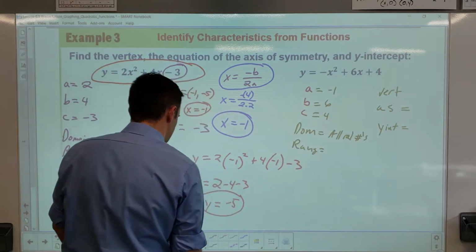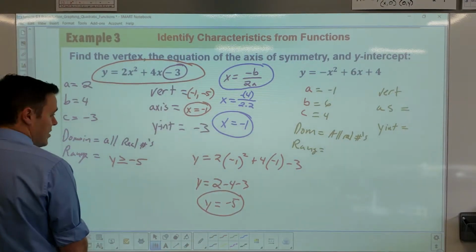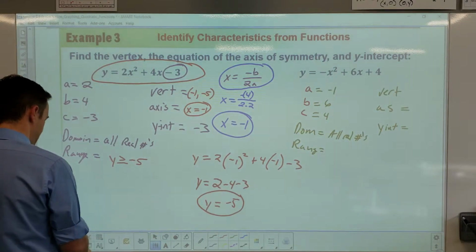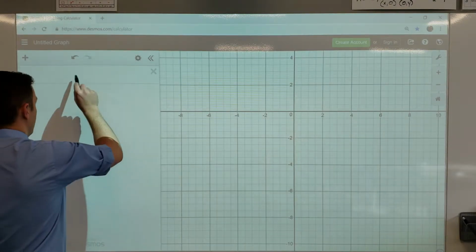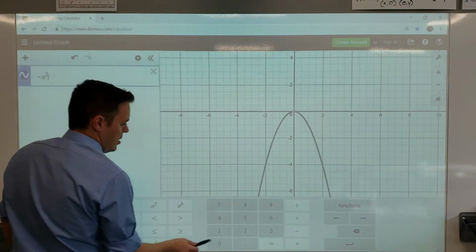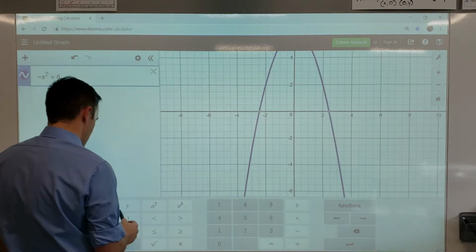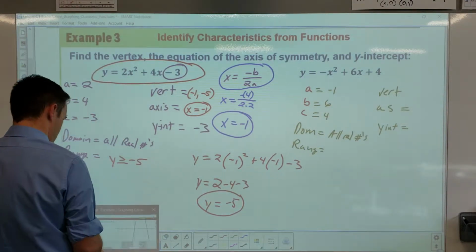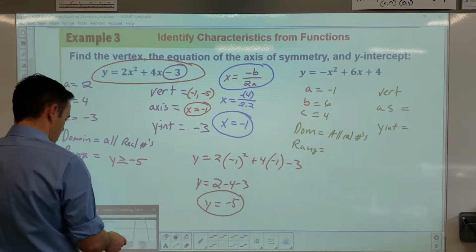Well, I don't know what the vertex is. I don't want to take the time to do this math. So my graph here is going to be -x squared plus 6x. And then what was the last piece? It was plus 4.